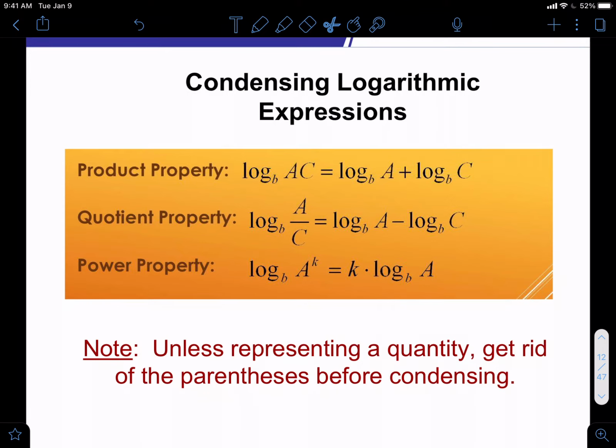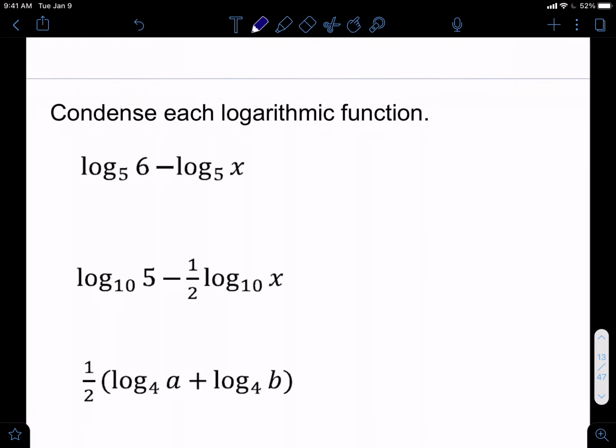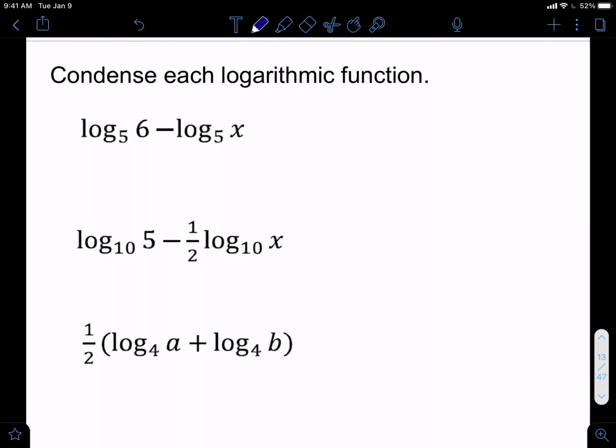So again, these are the properties that we are going to use. Remember that if we multiply, we really add. If we divide, we subtract. And then if we have a power, that power gets pulled down in front and multiplied. It says, note, unless representing a quantity, get rid of the parentheses before condensing. So let's try to work backwards here.